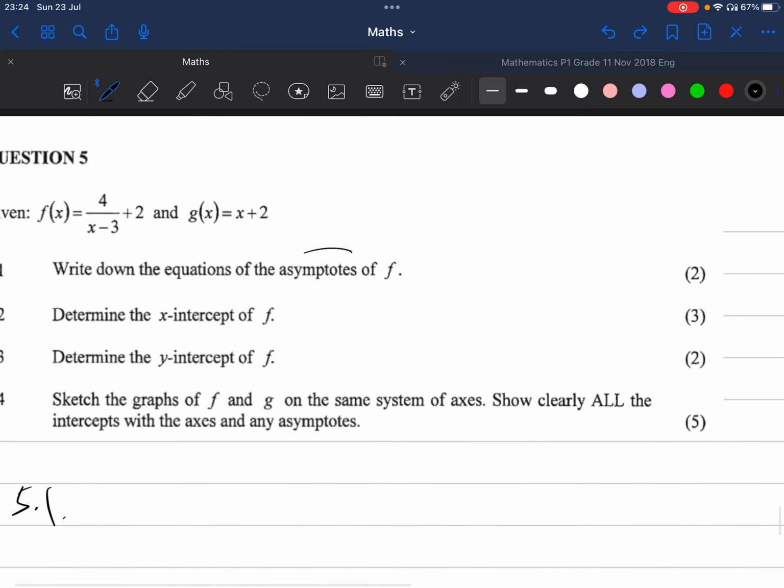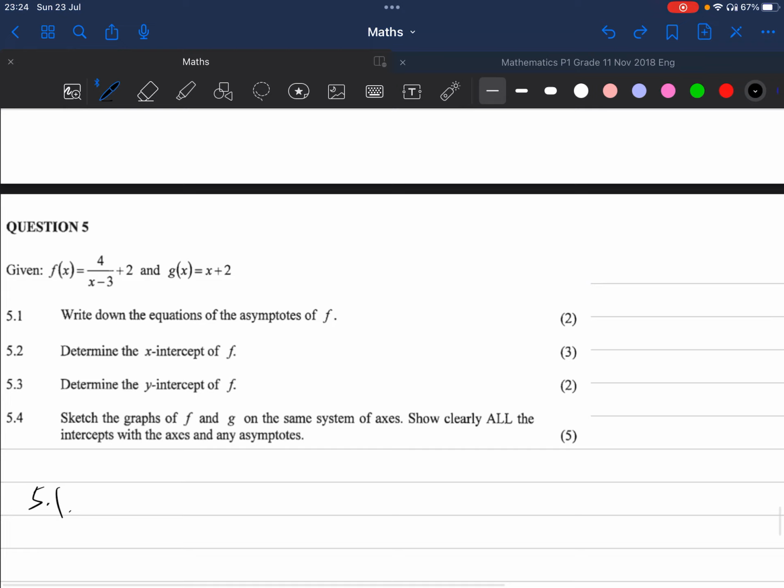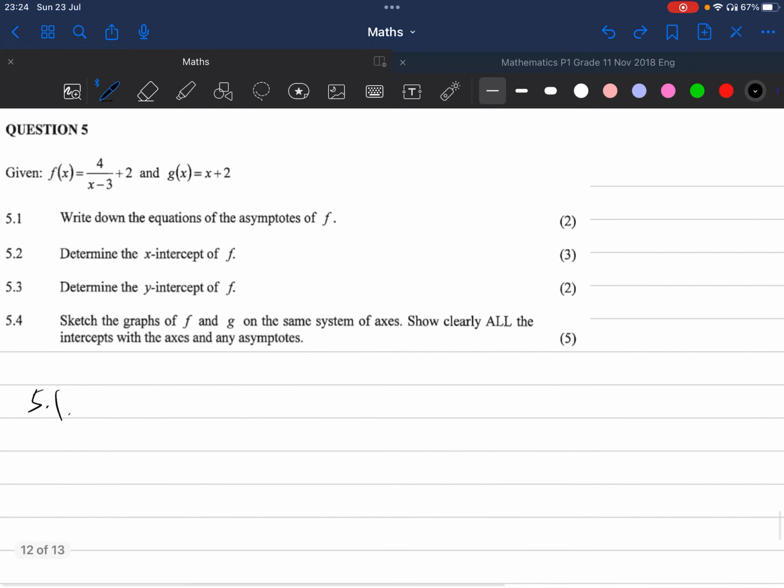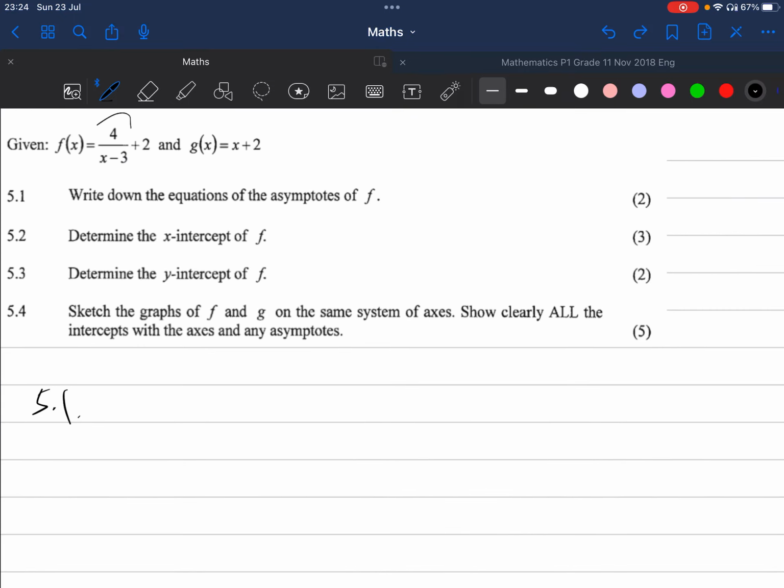Okay, so what are asymptotes? Remember, asymptotes are basically lines that your graph will get really close to. It'll approach, but it won't touch. So for hyperbolic graphs, which f of x is, there's a vertical and there's a horizontal asymptote. The vertical asymptote is going to be x equals 3, and then the horizontal will be y equals 2.